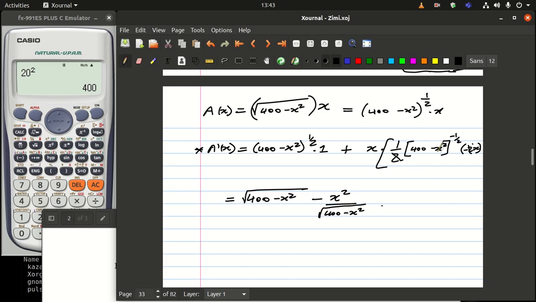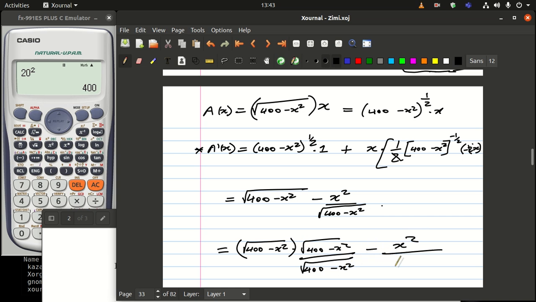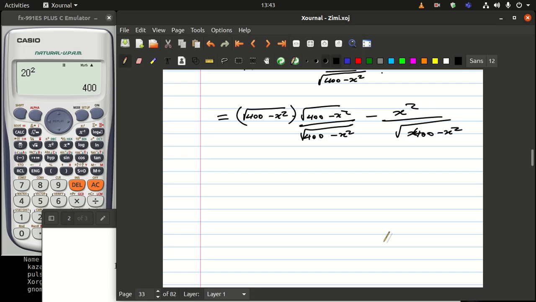This one goes into the denominator. And of course, this is the same as the square root of 400 minus x squared times 1, and 1 is just the same as the square root of 400 minus x squared divided by the square root of 400 minus x squared, and then minus x squared all over the square root of 400 minus x squared. And moving from this, you can actually see that this and that are the same. So this is the same as just having this squared, and the square will remove this.